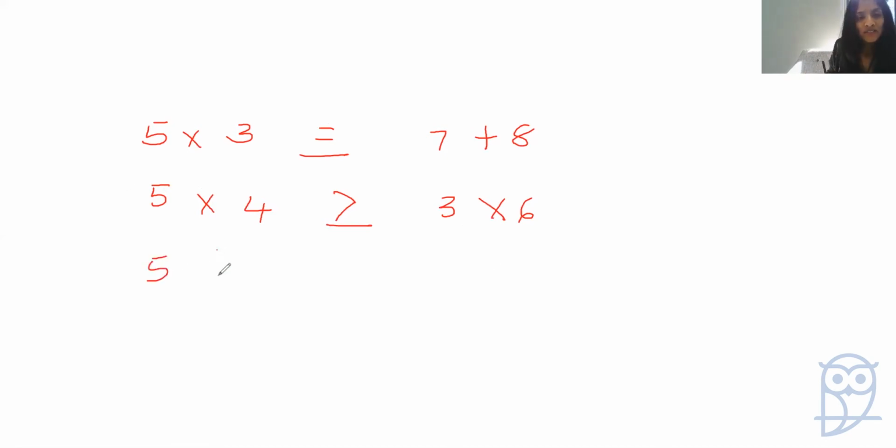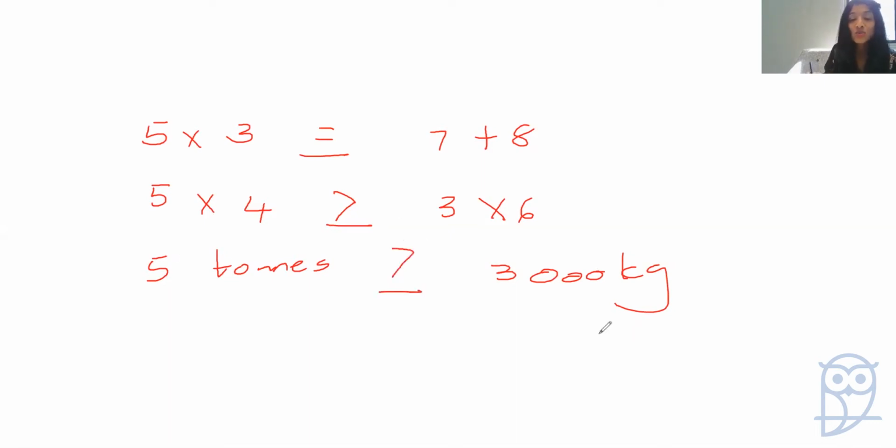What about 5 tons and 3,000 kilograms? Which one is greater? 5 tons or 3,000 kilograms? You'd find that 5 tons is greater than 3,000 kilograms. Now let's keep on working more examples.